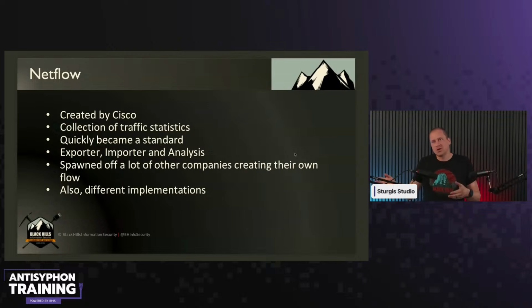So this is great, wonderful. Cisco created it as a standard, but one of the problems you ran into very quickly is that as soon as Cisco created a standard, immediately everyone was like, we're not going to follow the Cisco standard, and a bunch of other vendors created their own standard. So you have JFlow, sFlow, a whole bunch of different flows from a whole bunch of different vendors creating their own implementations of those standards.